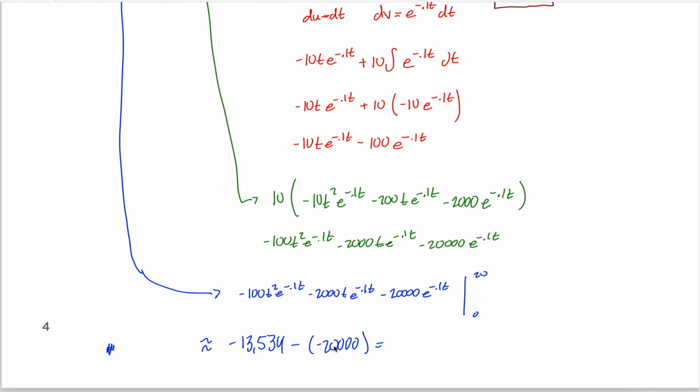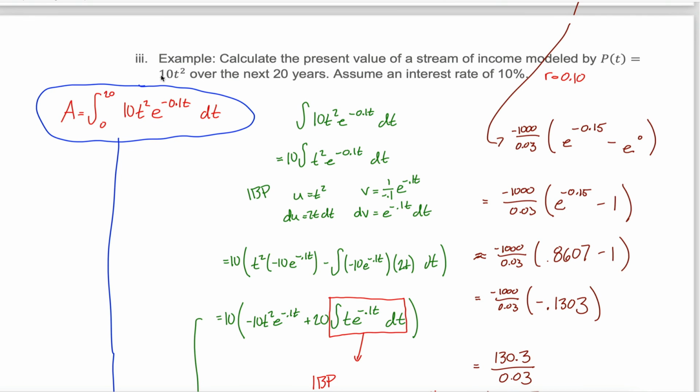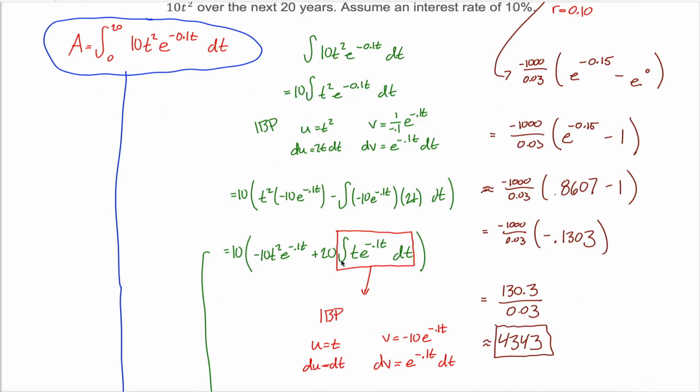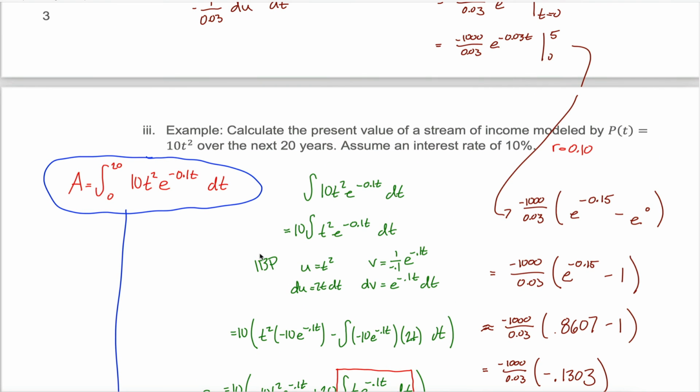Well, minus a negative means positive. 20,000 minus 13,000 is $6,466. My stream of payments that's modeled by this function over the next 20 years would be worth $6,466 in the present day. Does that make sense? Well, I sure hope so, because I don't want to do this again.